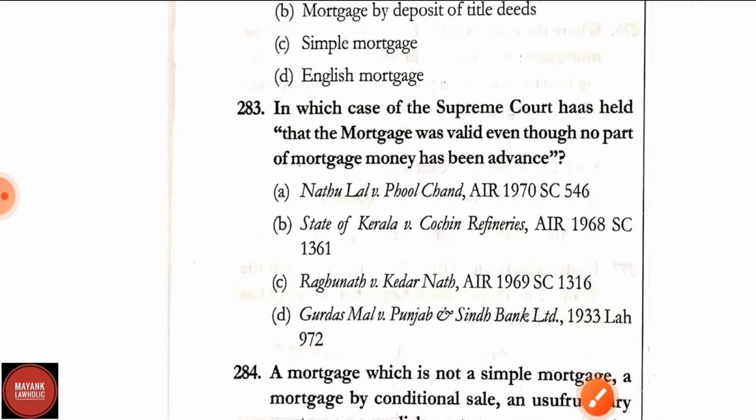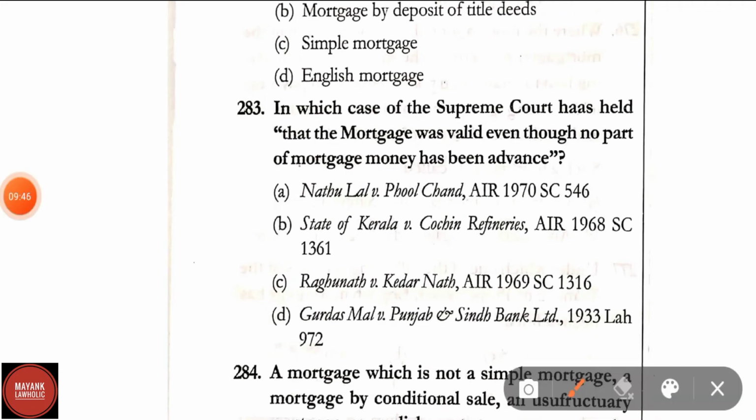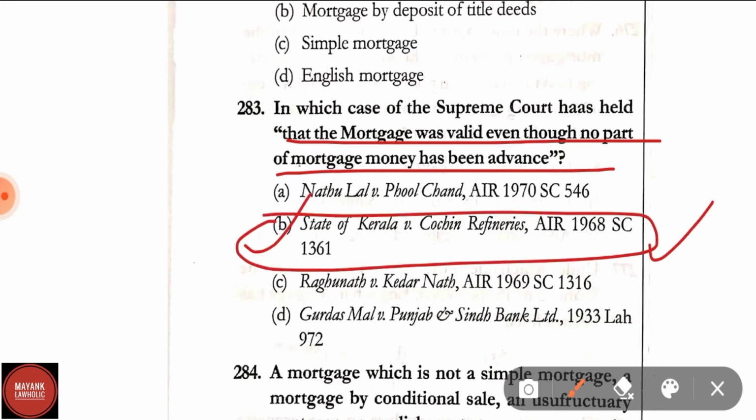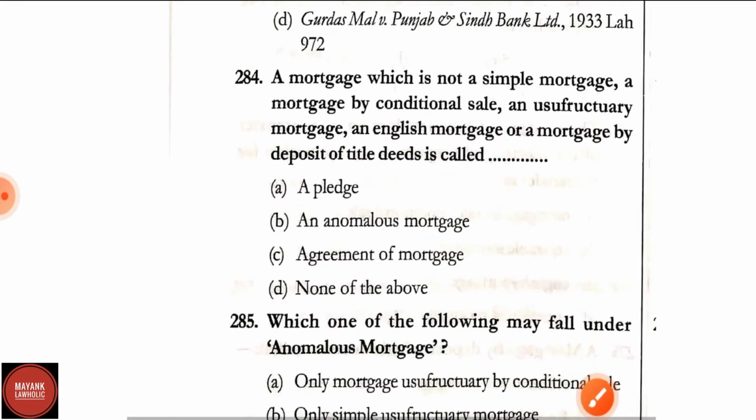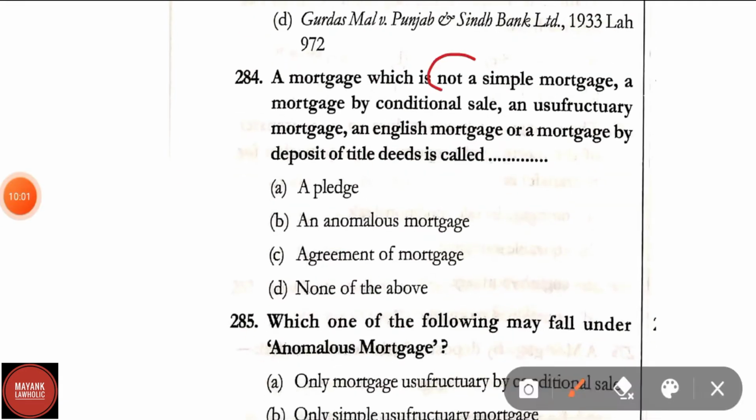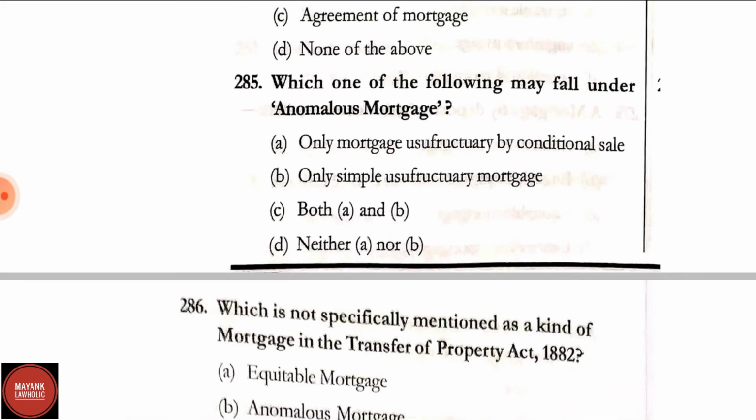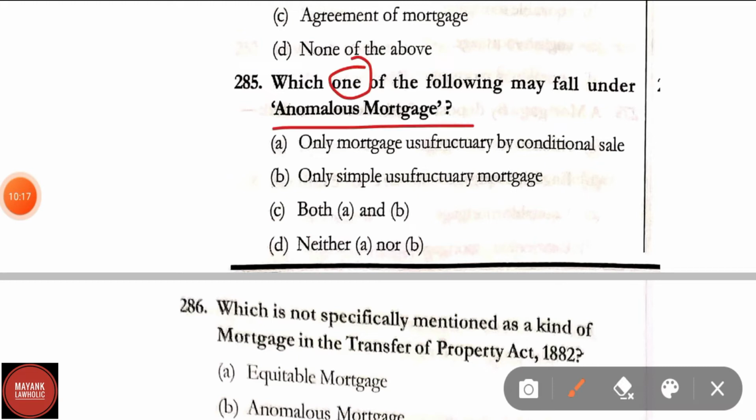Question number 283. In which case has the Supreme Court held that the mortgage was valid even though no part of the mortgage money has been advanced? Correct answer is option B, State of Kerala versus Cochin Refineries, AIR 1968. Question number 284. A mortgage which is not a simple mortgage, a mortgage by conditional sale, a usufructuary mortgage, an English mortgage or a mortgage by deposit of title deeds is called an anomalous mortgage. Question number 285. Which one of the following may fall under anomalous mortgage?